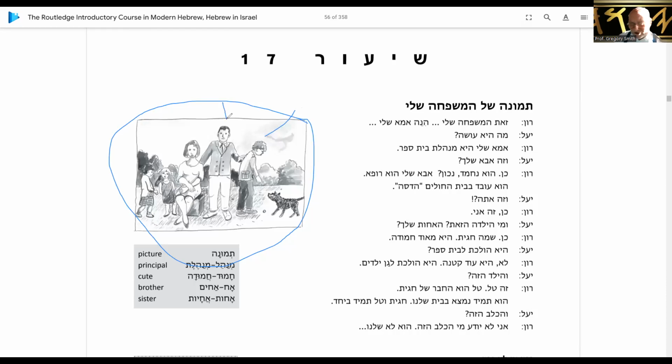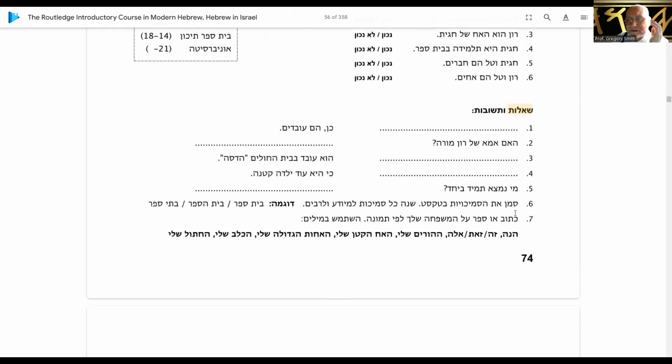And so you point your dad out, you point your mom out, maybe you got a sister, maybe a childhood friend, maybe you even got a dog, okay? And to put labels on there, essentially. That's what this is here, number 7. Katuv o sefer al hamishpaka shakal lefi tamuna, according to a picture. Heshtamesh, look at that word. Use or resort to or apply the words, bamilim. In other words, apply the labels on there.